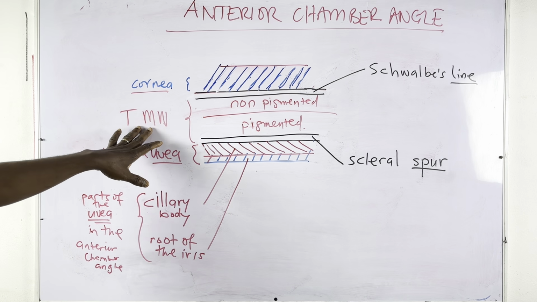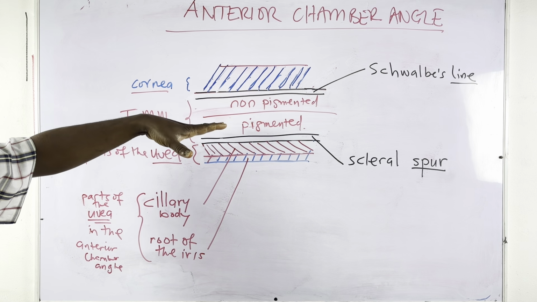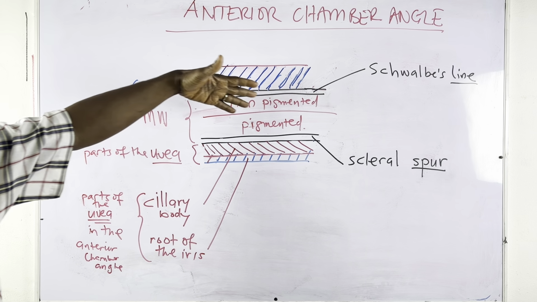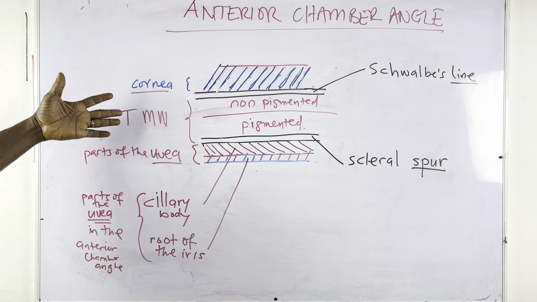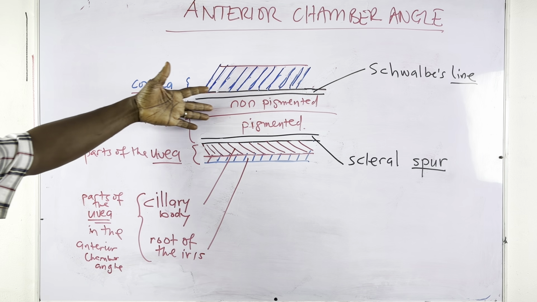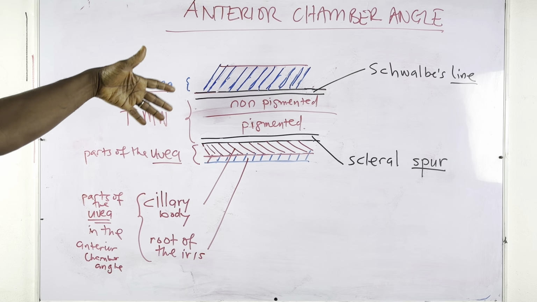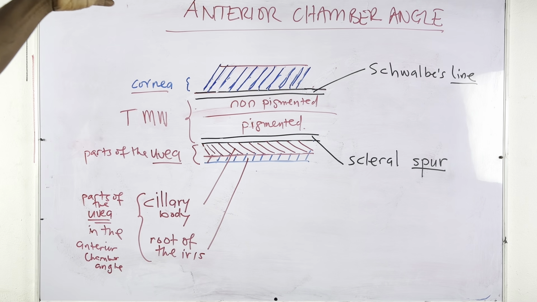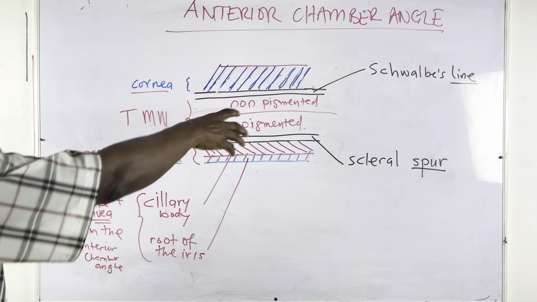So the trabecular meshwork is the focus and can be divided into non-pigmented and pigmented. The non-pigmented is anterior to the pigmented, which is posterior to that. This is the trabecular meshwork, a very important structure. From there you have the outflow, the aqueous passes through. The other 25% goes through the uveoscleral pathway. And so our focus is the trabecular meshwork.